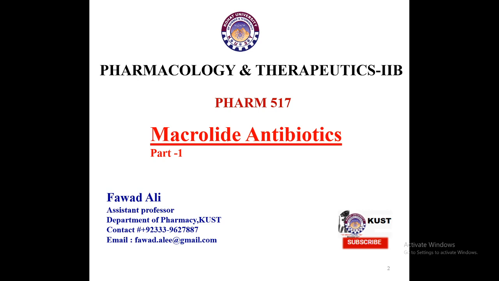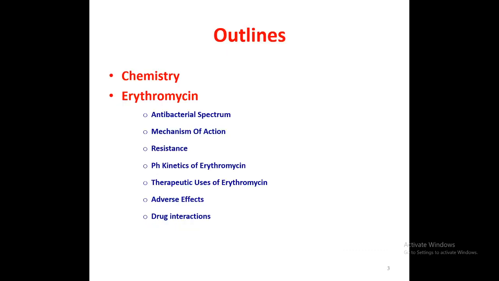Today we will discuss an antibiotic group, that is macrolide. Here are some outlines. We will discuss one by one: the chemistry of the macrolide, and then the prototype drug erythromycin, its antibiotic spectrum, mechanism of action, resistance, pharmacokinetics, therapeutic uses and adverse effects, and its drug interactions.